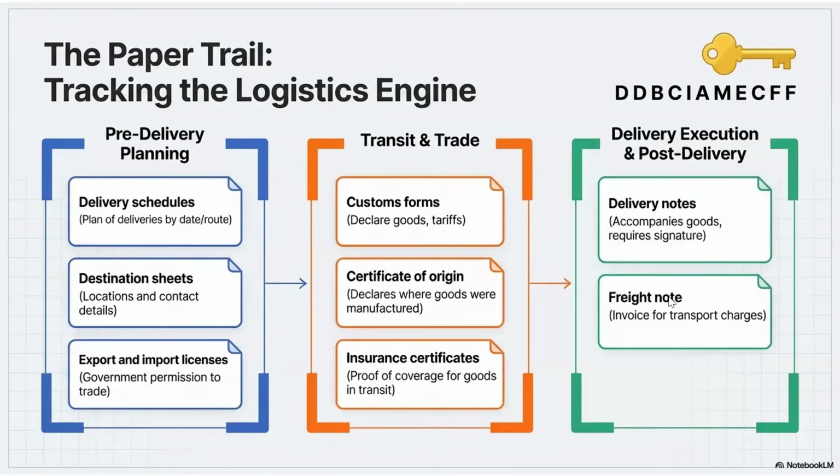So let's look at how the logistics happens. The very first thing you have to do is plan your delivery routes and things like that. You have to put some things in place before you can actually deliver any goods. You have to plan your route. Make sure you have the correct locations and destinations, and information to contact the customers if necessary. And if you're exporting and importing, make sure you have your license.